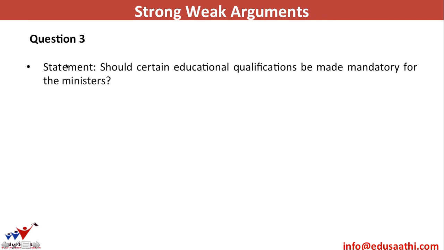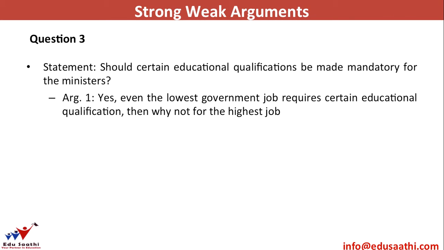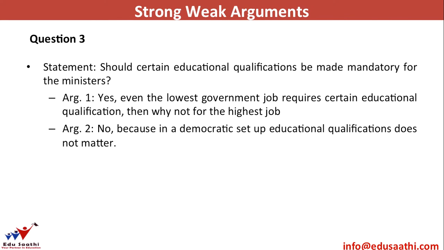The next statement asks, should certain education qualifications be made mandatory for the ministers? The first argument says yes, even the lowest government job requires a certain educational qualification, then why not the highest jobs? And the second argument says no, because in a democratic setup, educational qualifications do not matter. Again, pause the video and think about both these arguments and try to decide which argument is strong.